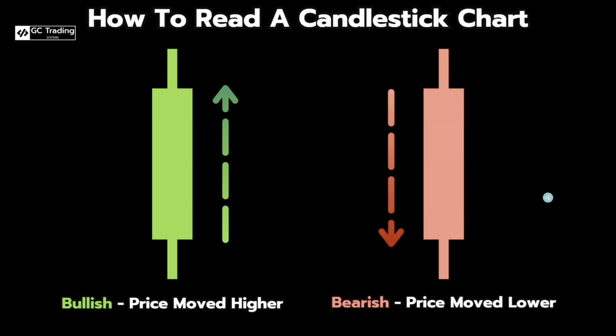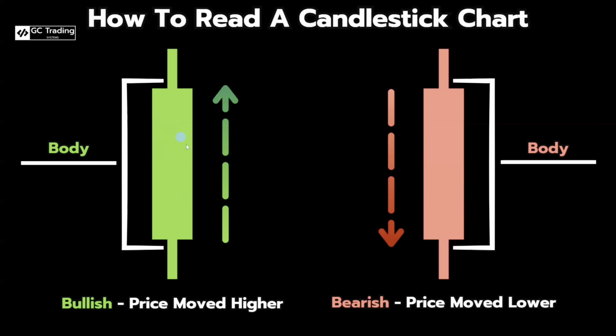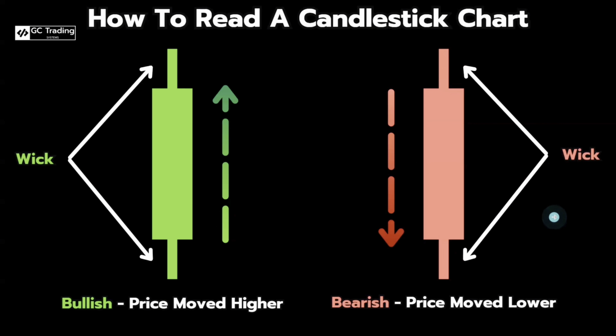There are a few components of the candlestick. First is the body. This thicker rectangle right here is called the body. Same thing over here, this red thicker rectangle is called the body. Next we're going to look at the wicks. This thin line right here is the wick. Same thing over here, this is the wick.